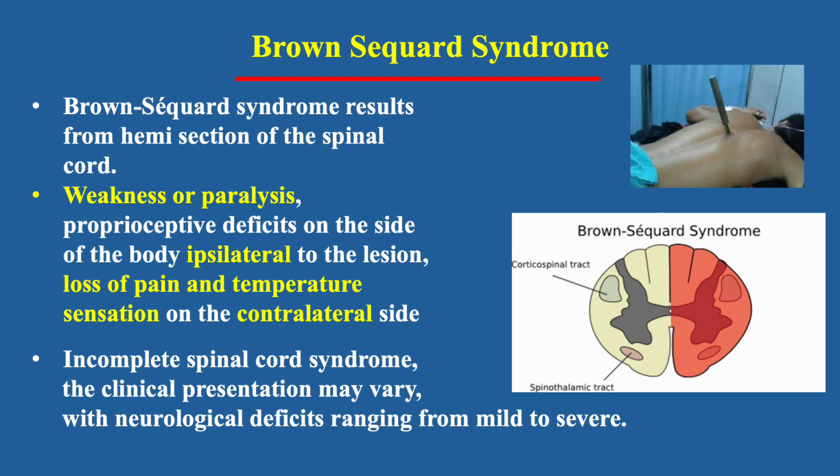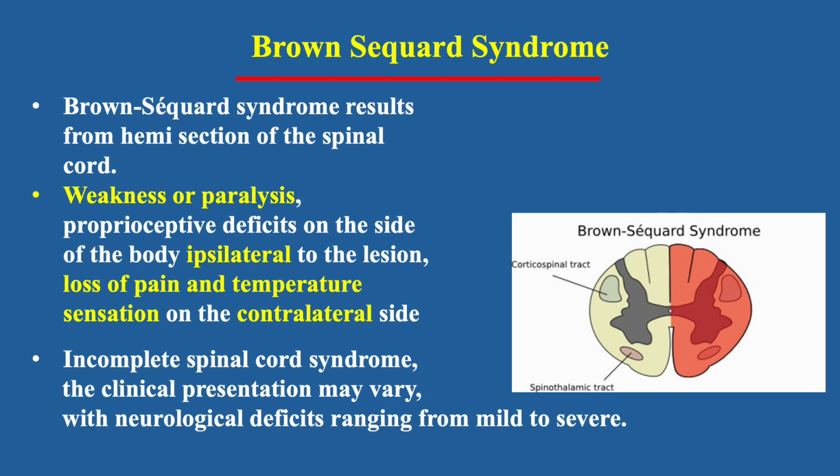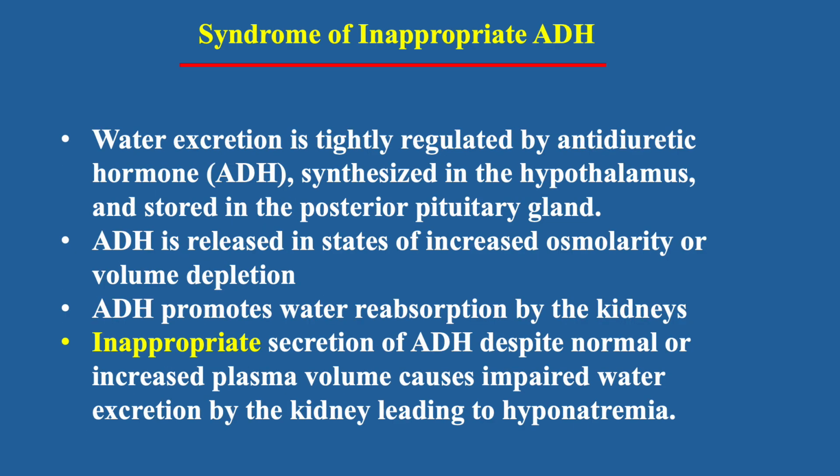Brown-Séquard syndrome is defined as an incomplete pattern of injury following a hemisection of the spinal cord resulting in weakness or paralysis, loss of proprioception and vibration sense on the same side as the damage, and loss of pain and temperature sensation on the opposite side. It's most often caused by trauma, with knife injury being the most common traumatic mechanism.